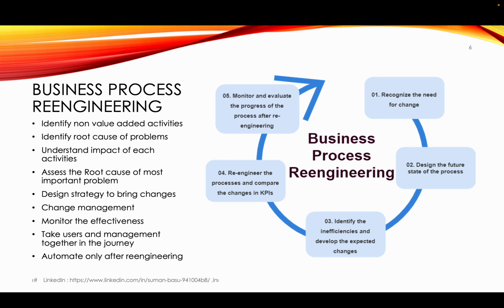After we do that, the next important point, number 2, is to design the future state of the process. In standard software format, we call it as-is and to-be. As-is is how we are doing the business today, how our process is working today, and to-be is what it will do after the business process engineering is done. So as-is and to-be, we need to design that.